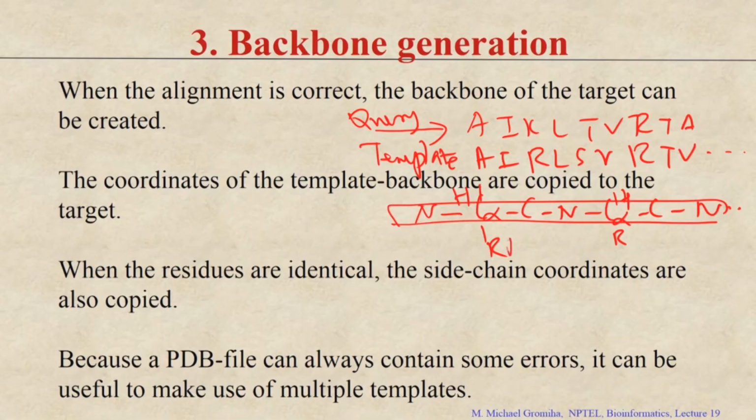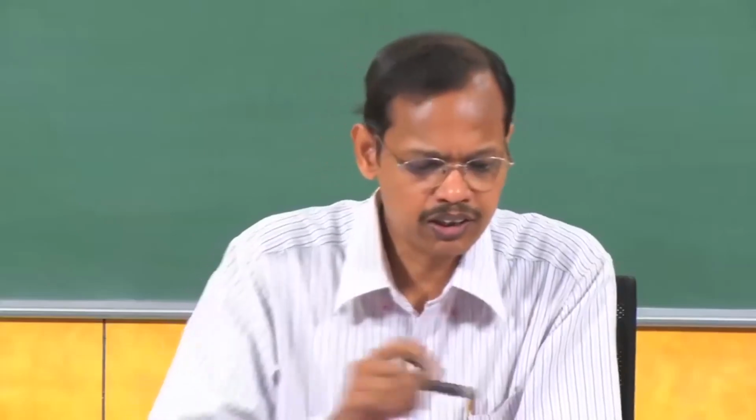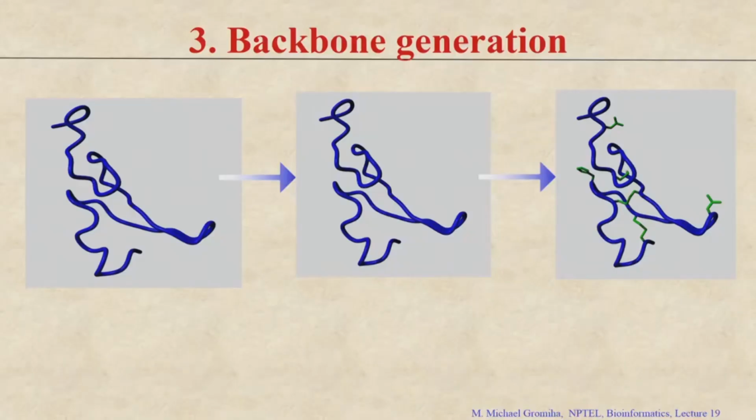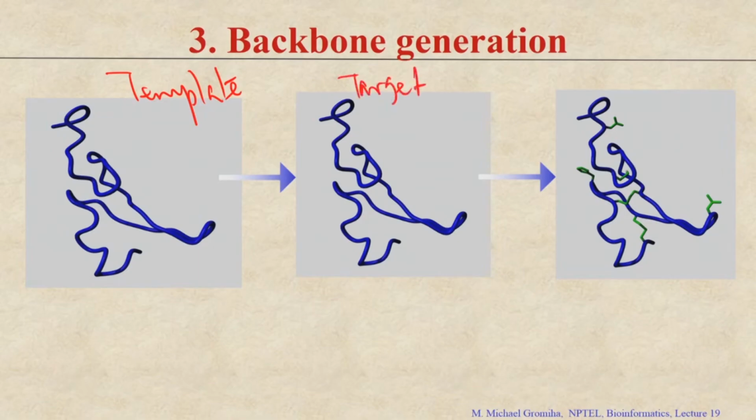Take the first one, you can see A, I and it goes on, and the second one A, I, R. So, the backbone is the same. In this case you can just copy the backbone, and also if you see some cases where the side chains are the same, you can also copy the side chains. This is how you can generate the backbones. Okay, see this is the backbone of the template. For your target you copy the same.